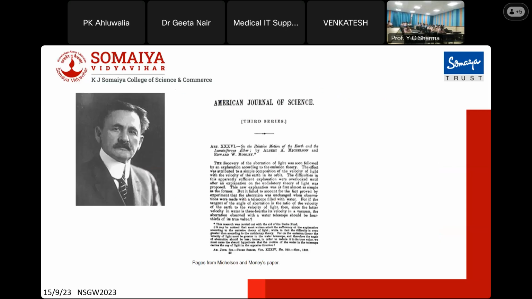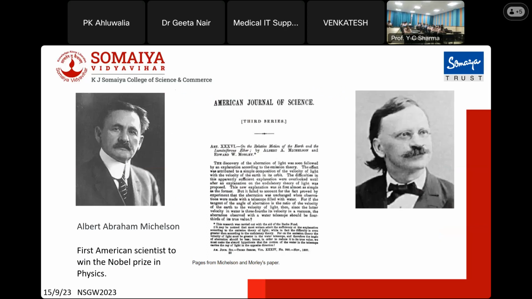It was A. Michelson who invented the interferometer and performed some experiments with it. In 1881, he did the first experiment, and later in 1887, he performed the experiment with Edward Morley. This shows the paper which was based on this experiment. For his invention of the interferometer and other optical experiments, Sir Albert Michelson was awarded the Nobel Prize in 1907.